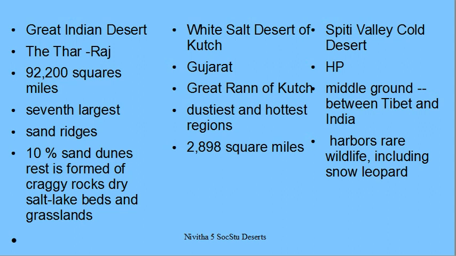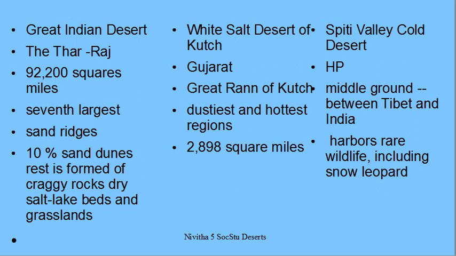Then we have the white salt desert of the Kutch. It's called the Rann of Kutch. It is in Gujarat. Why do we call it a white salt desert? Because it's the dustiest and hottest region and it is white in color because of the salt particles on the surface. Up to 10 centimeters of thick salt you can find there. It is only 2800 square miles, so 92,000 square miles and 3000 square miles of white salt desert.